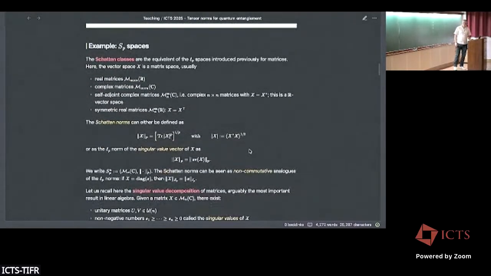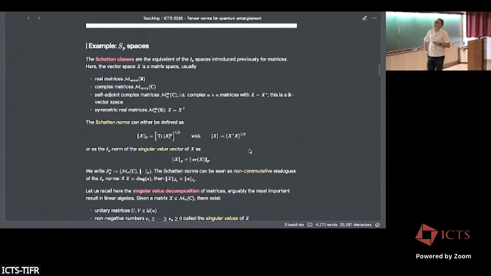Okay, good. So now let's go to matrices. We've seen stuff for vectors. Let's go to matrices, and of course, later I would like to go to tensors. That's the idea. For matrices, the matrix version of these Lp norms are called the Sp norms, the Schatten p norms.